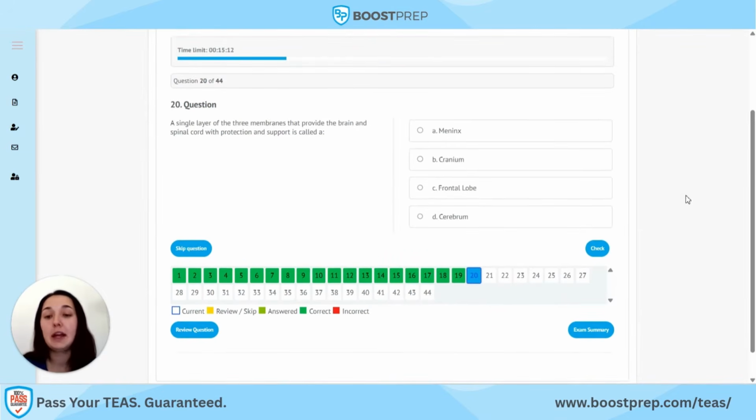Question number 20. A single layer of the three membranes that provide the brain and spinal cord with protection and support is called a blank. A. Meninx. B. Cranium. C. Frontal lobe. D. Cerebrum.